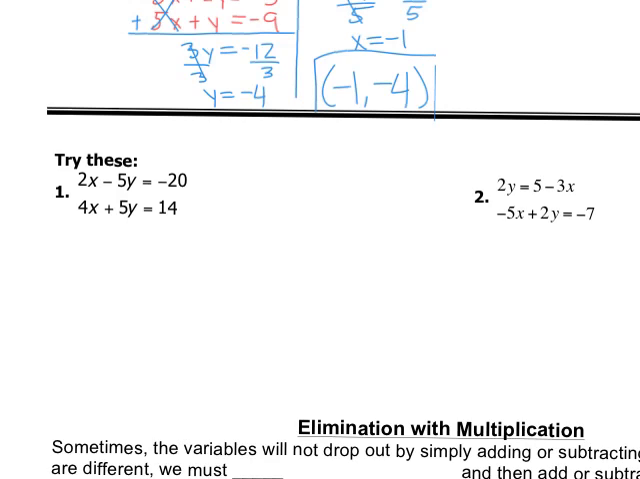If I take anything across the equal sign, I want to do an opposite operation. So all I'm going to do is just add 3x over to this side. So now it's going to be positive 3x, positive 2y, and 5 on the other side of the equal sign. So now that's lined up with the existing equation. So now I'm just going to get rid of that one. So now that's my new system. Sometimes we have to do a little manipulation up front just to line them up.